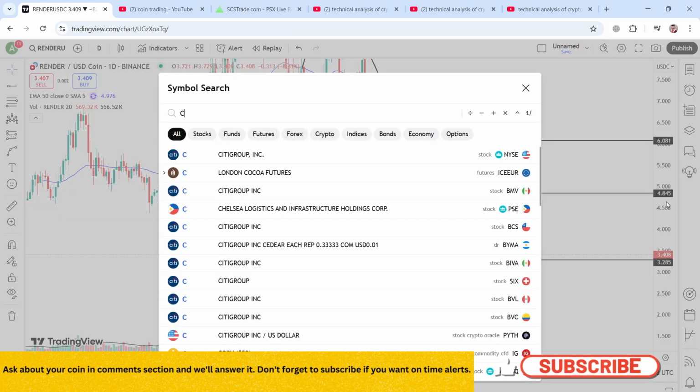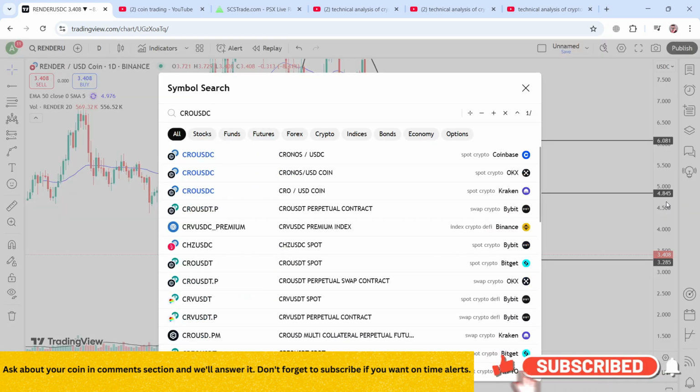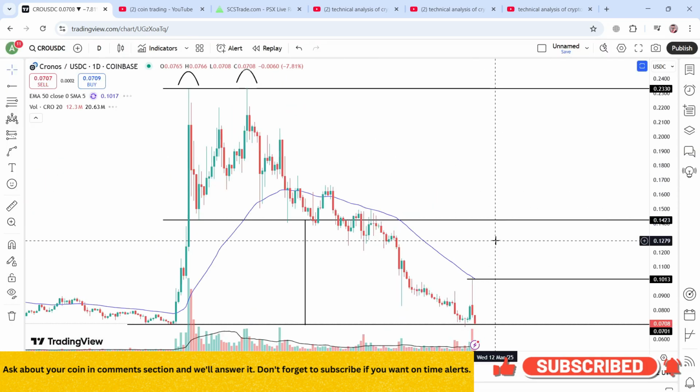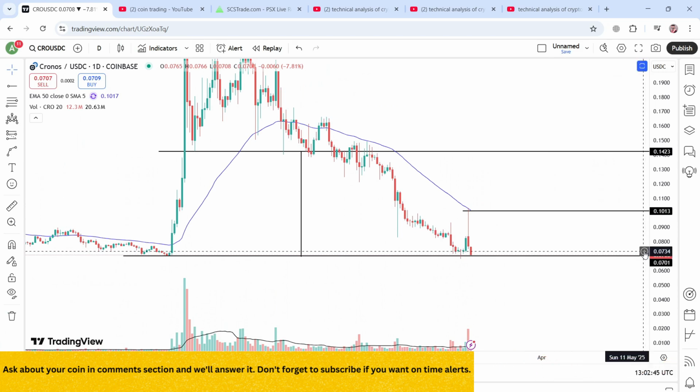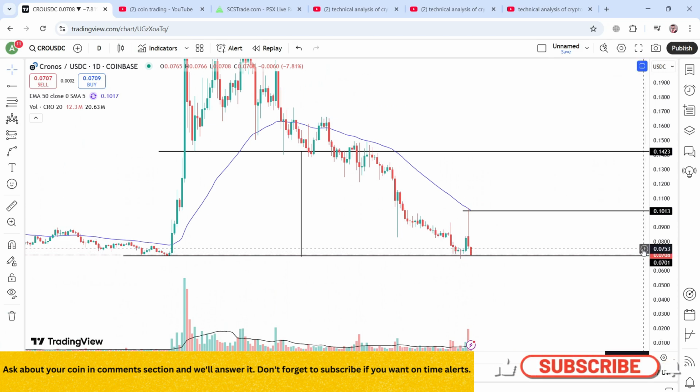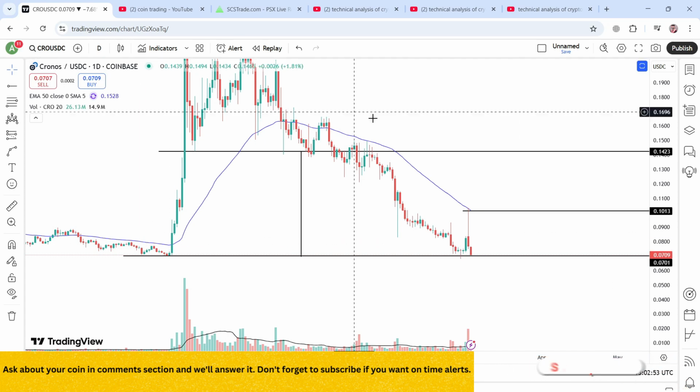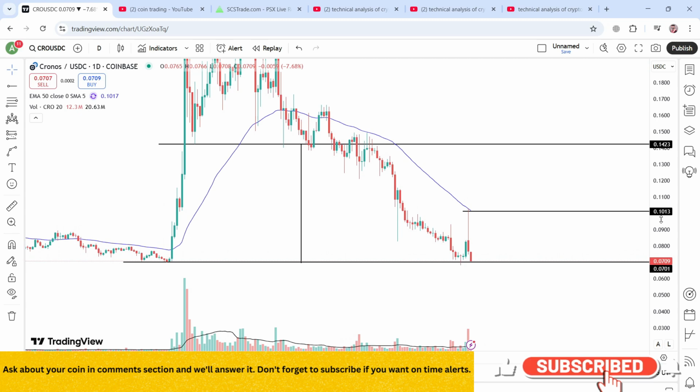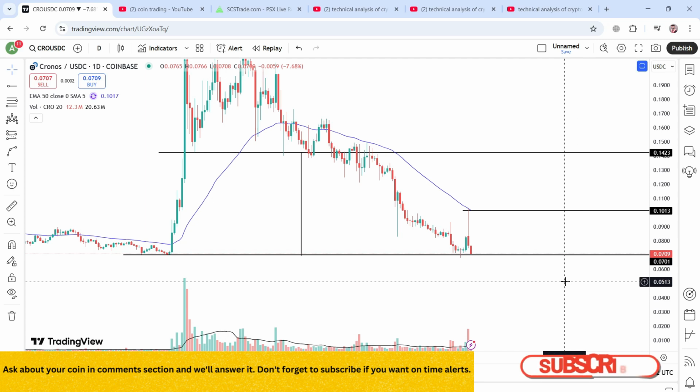If we discuss CRO and its trend reversal level, CRO is also moving in its downtrend, so I will not recommend you guys to go for buying into this coin until it is confirmed that this coin has started its uptrend. We will get initial confirmation in the CRO coin that this coin has started its uptrend when it will give closing above 0.1013. Until that time, I will not recommend you guys to go for buying into this coin.